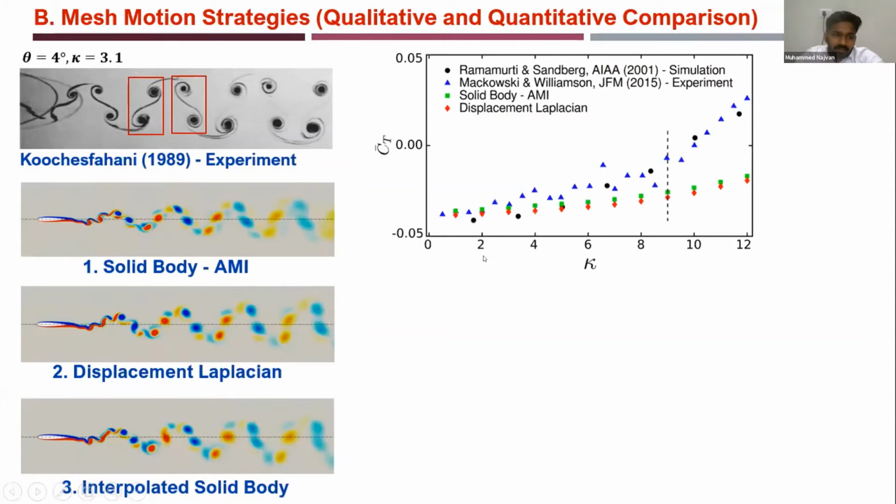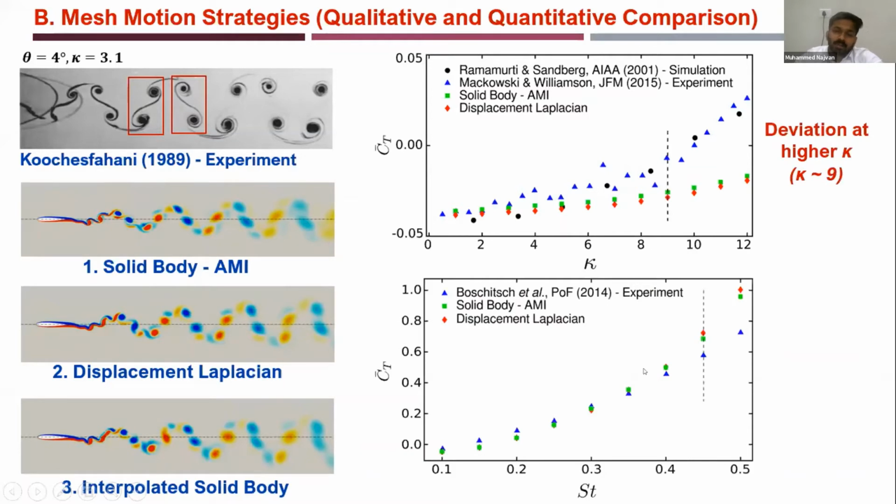We have also compared the results with some other experimental and simulation studies quantitatively. Here, in this study, we observed that up to a reduced frequency of about 9, we observed a very good match, but beyond 9 the results were deviating. A similar trend was observed in another study where above the Strouhal number of 0.45, we observed a deviation. So we can say that we need to refine this linear solver or the mesh motion strategy more and more for getting a better quantitative match at higher frequencies.